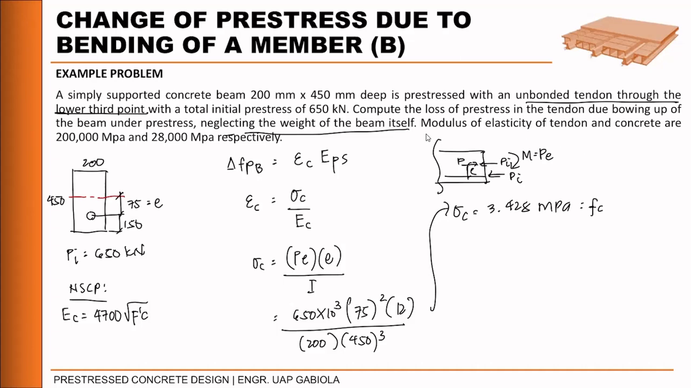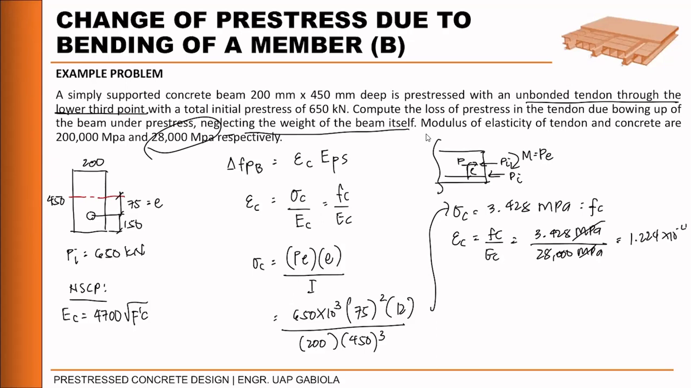Okay? So now we have the stress. So I'll put it here so we can substitute it there. Okay? So the strain of our concrete will be fc over Ec. So this is 3.428 MPa divided by our concrete modulus, which is 28,000 MPa. So the strain in concrete will be equal to 1.224 times 10 to the negative 4.